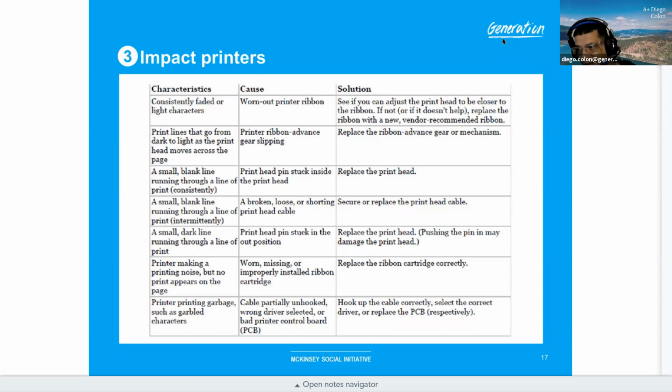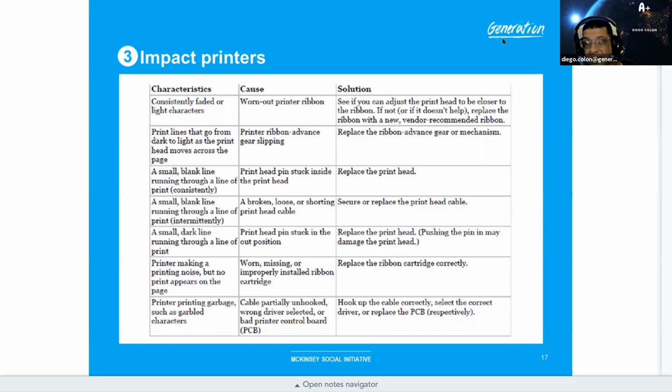It prints lines that go from dark to light as the print head moves across the page. It's usually that the little gear that's supposed to be pulling the tape is not pulling it and advancing, because it's supposed to be pulling the tape through while the head moves. So most likely you're going to have to replace the gear or mechanism itself. Once again, that depends on where you are in the given scenario. Sometimes, if they're the big ones, a lot of the time you just send them out and they replace them, or they send you the part to replace.